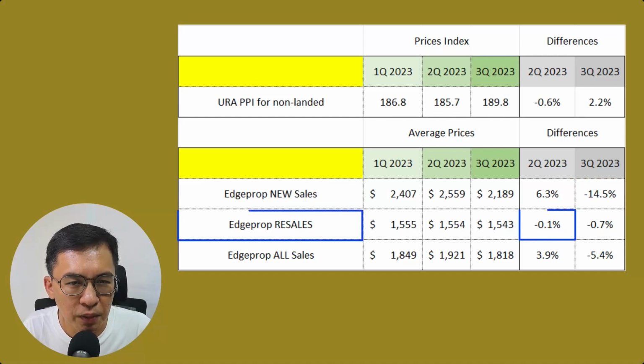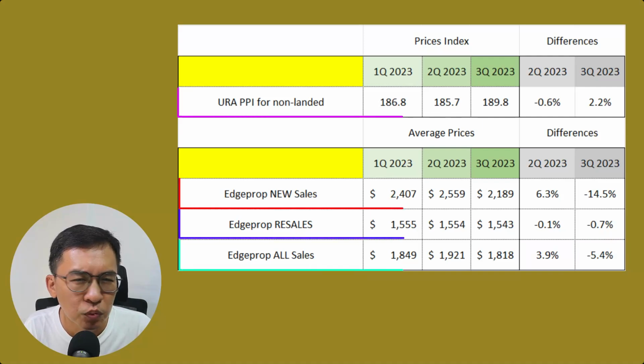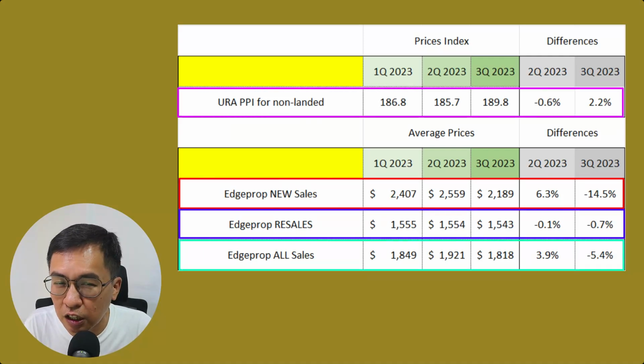For the resale segment, prices declined by 0.1% in the second quarter, followed by another 0.7% decline in the third quarter. Overall, prices for all sales increased by 3.9% in the second quarter, followed by a decline of 5.4% in the third quarter. In this way, I believe you can see a clear picture of how different segments are performing, rather than lumping them as non-landed altogether.